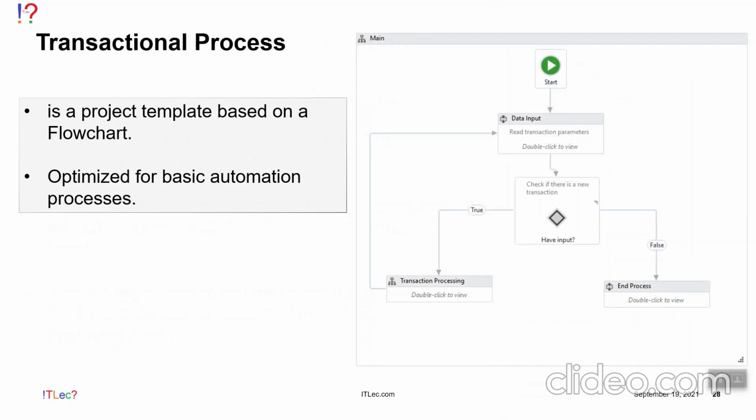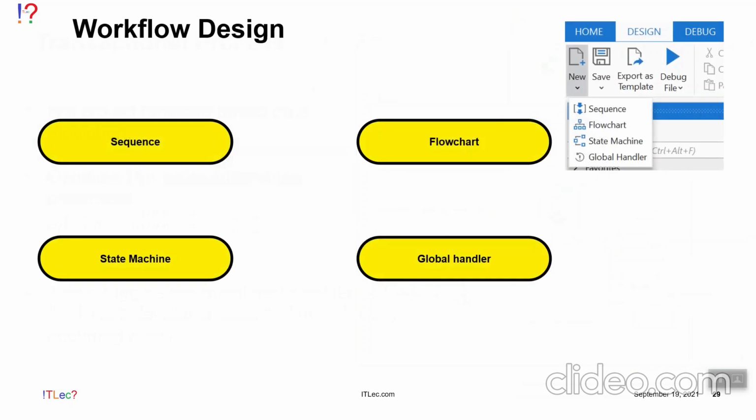It is based on flowchart. It is optimized for basic automation processes. So here, in workflow design, we have sequence from this to that to that. We have flowchart, where we have some conditions, and we can skip one of the steps based on the condition, things like that.